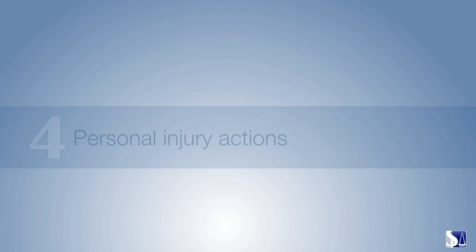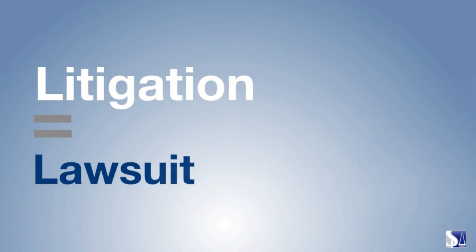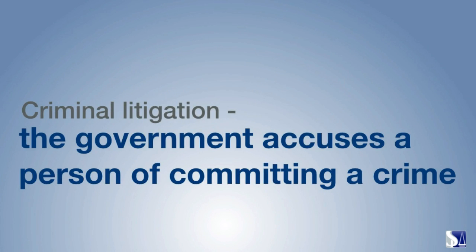Litigation is just another way of saying lawsuit. Those involved in a lawsuit are called litigants. There's a difference between civil litigation and criminal litigation. Criminal litigation is when the government, the city, the county, the state, or federal, formally accuses a person of committing a crime and puts the accused before a judge or jury to be tried.